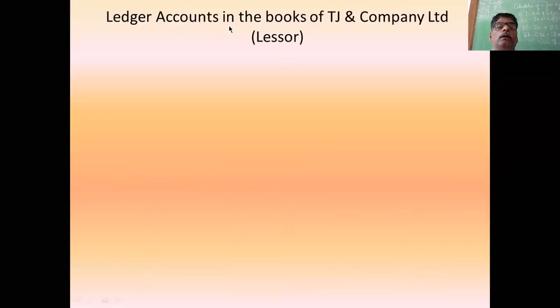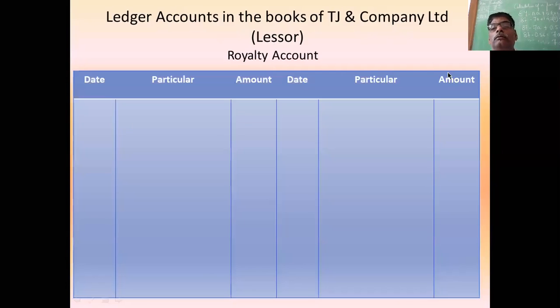Now we prepare the ledger accounts in the books of the lessor. The company is the lessor. They are the lessor. Okay. This is in the books of lessor. This is royalty account. In the royalty account, debit side to lessor, credit side by P&L account. It is the original form. Remember this.